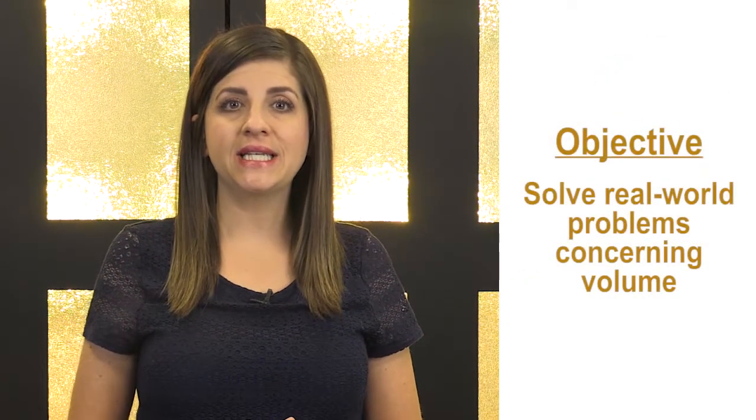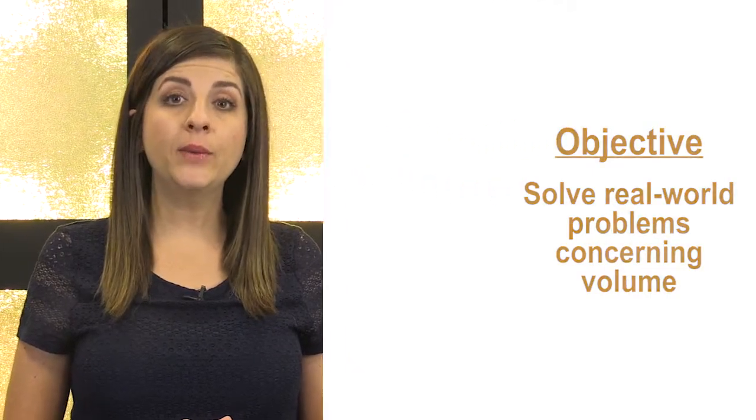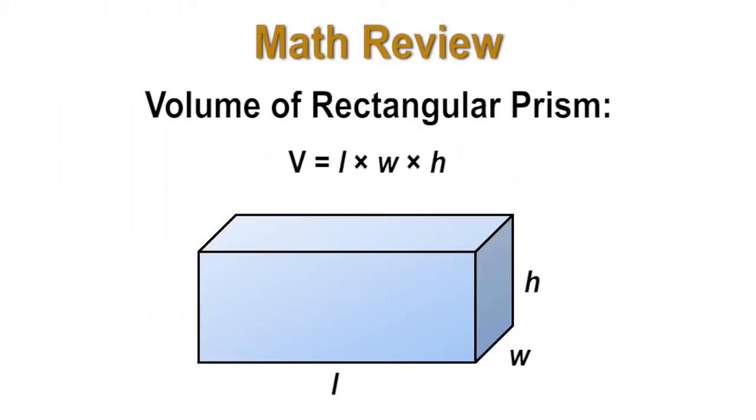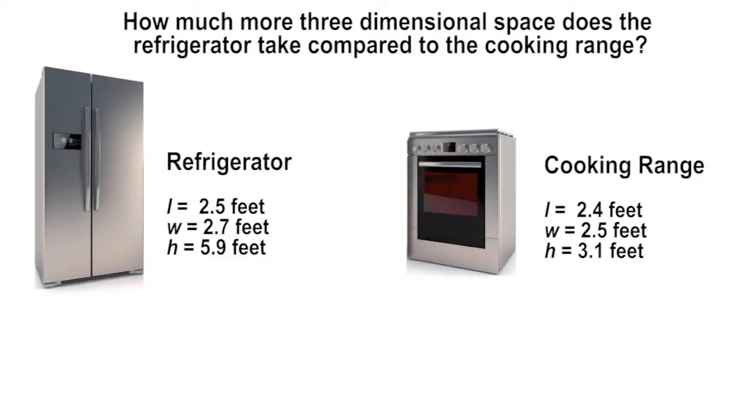The objective of this lesson is to solve real-world problems concerning volume. In previous lessons, students have learned how to calculate the volume of rectangular prisms by multiplying the length, width, and height. Today, students will extend their knowledge to calculating the volume of shapes by decomposing the shapes into rectangular prisms. There are many solutions for the problems in the lesson. Let's begin with the first problem.